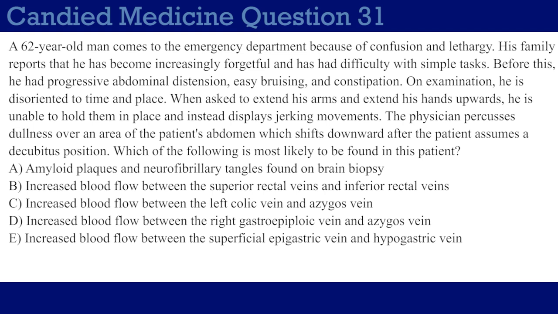Choice A, amyloid plaques and neurofibrillary tangles found on brain biopsy. Choice B, increased blood flow between the superior rectal veins and inferior rectal veins. Choice C, increased blood flow between the left colic vein and azygos vein. Choice D, increased blood flow between the right gastroepiploic vein and azygos vein. Choice E, increased blood flow between the superficial epigastric vein and hypogastric vein. 5 seconds and I'll answer the question.